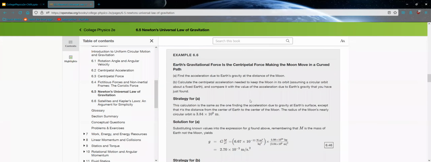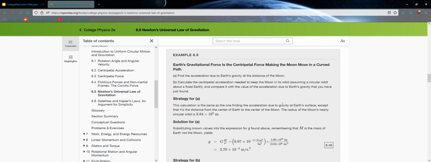Find its acceleration due to Earth's gravity at the distance of the moon, and then calculate the centripetal acceleration. So first of all, find the linear acceleration, and then calculate the centripetal acceleration needed to keep the moon in its orbit, assuming a perfect circular orbit on a fixed Earth, and compare that with the value of the acceleration due to Earth's gravity that you just found.